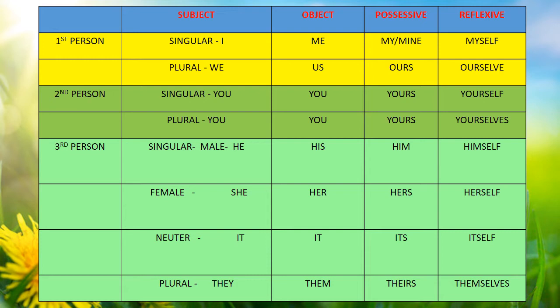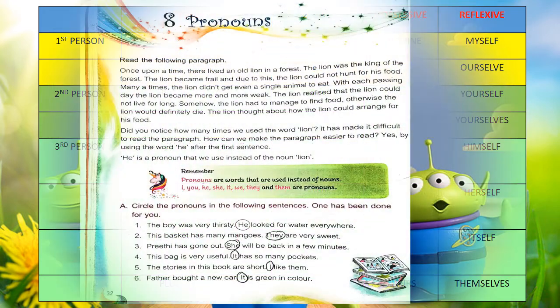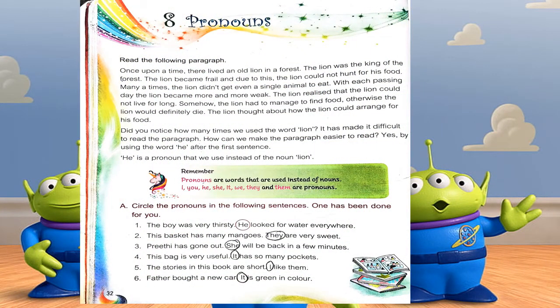That's Grammar Magic book, page number 32 and 33. Okay, so this is page number 32 from your Grammar Magic book, where we are going to do the exercise number A. So, circle the pronouns in the following sentences. One has been done for you.